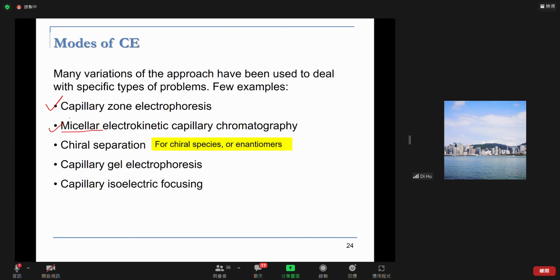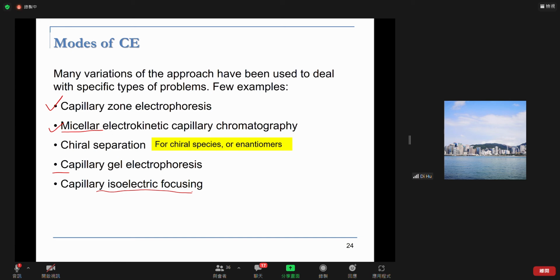CE can also be capillary gel electrophoresis. This one is applied a lot for DNA separation. The medium is now gel, which acts as a molecular sieve, separating DNA based on size. Very interesting. And also capillary isoelectric focusing, where there is a pH gradient, so it depends on the isoelectric point of the compound, right?